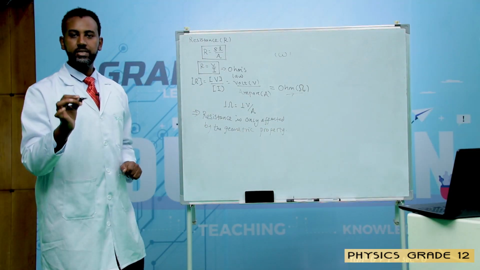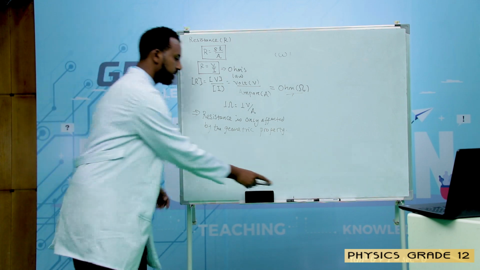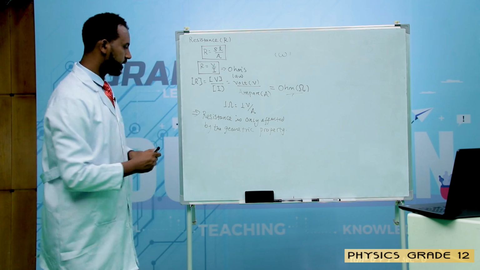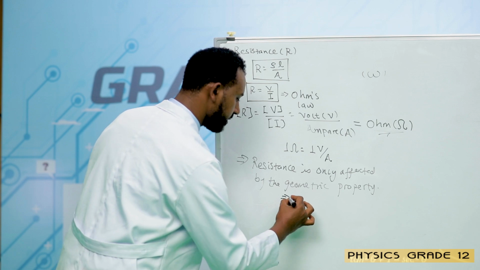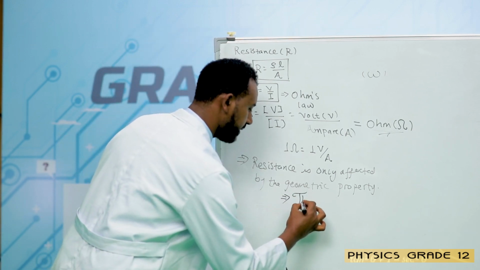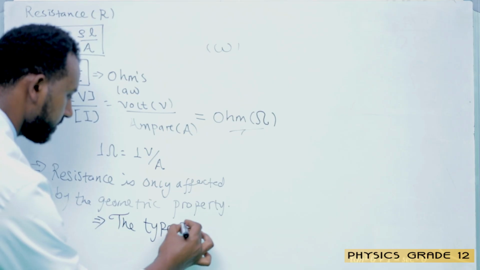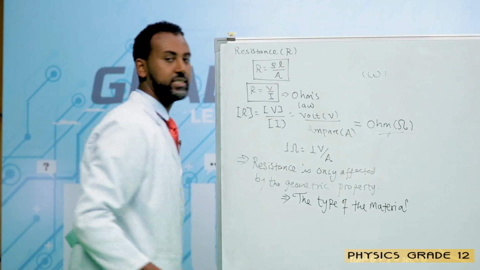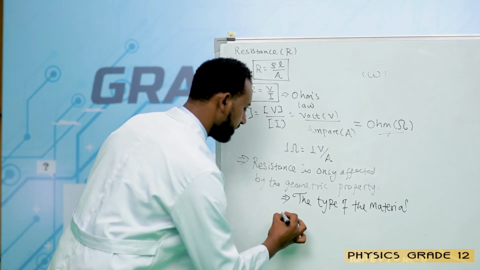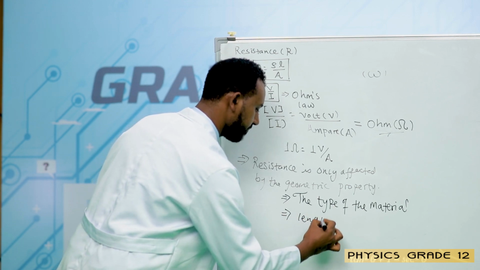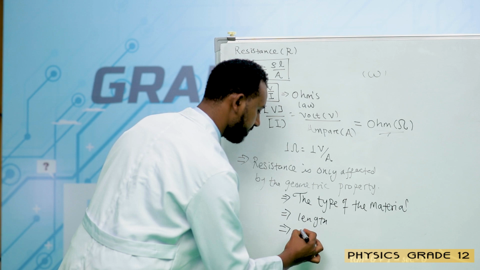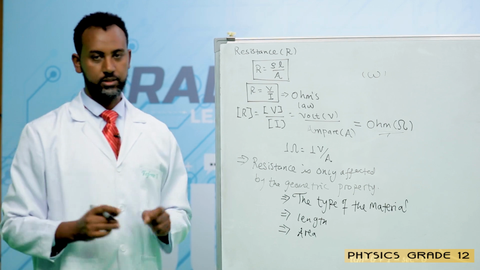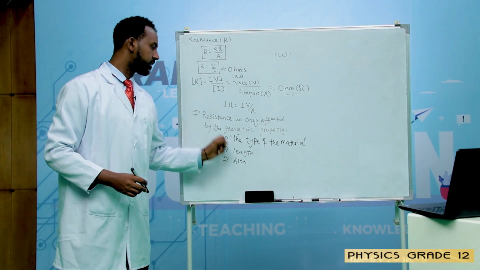That means resistance is affected only due to what? Resistance is affected only due to the type of the material, the length, and the cross-sectional area. These are the factors which affect resistance. The type of the material, meaning resistivity, is a factor. The other is the length and the cross-sectional area of the wire or the conductor.